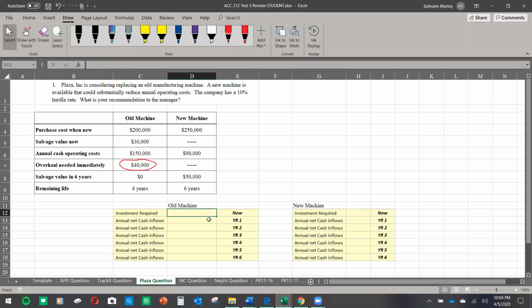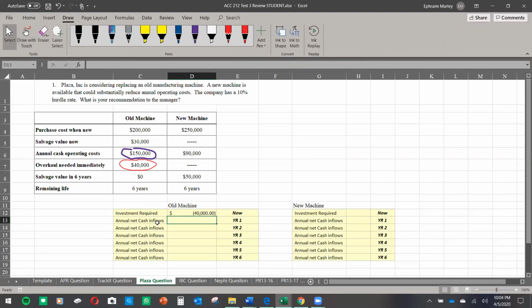Okay, so that is a cash outflow. So we put the 40,000 here, right? Now, what is our annual cash flow? It says we will spend 30,000 here. Annual net cash flow, we will spend 150,000 every year.